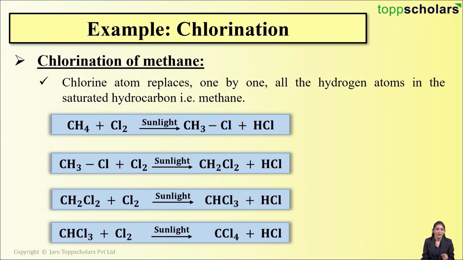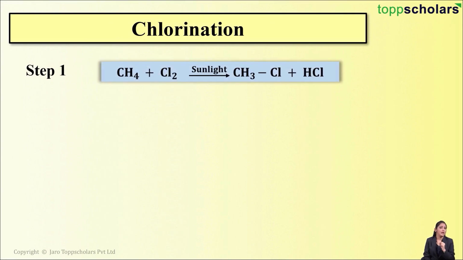So here, as we can see, one by one each of the hydrogen atoms present in methane is replaced by a chlorine atom. So now friends, let's quickly understand stepwise how the chlorination of methane actually occurs. In step number 1, one of the hydrogen atoms of methane is replaced by a chlorine atom, resulting in the formation of chloromethane along with hydrogen chloride. So here we have methane, wherein we have a carbon atom bonded to 4 hydrogen atoms. We have a chlorine molecule which contains 2 chlorine atoms.